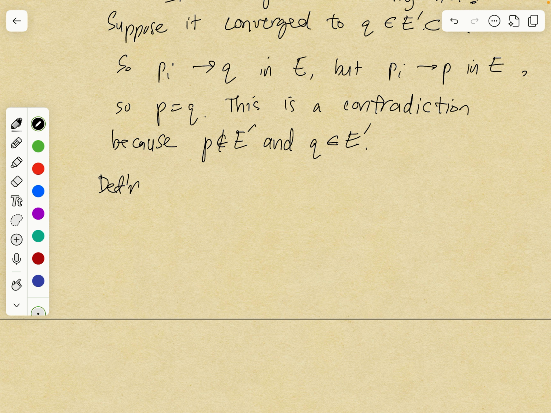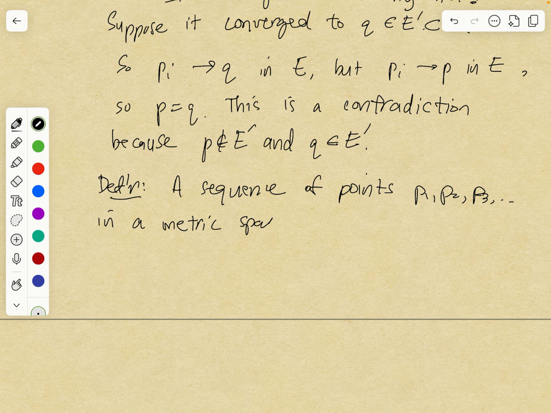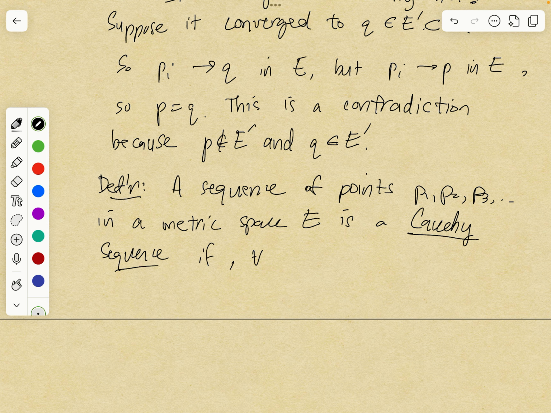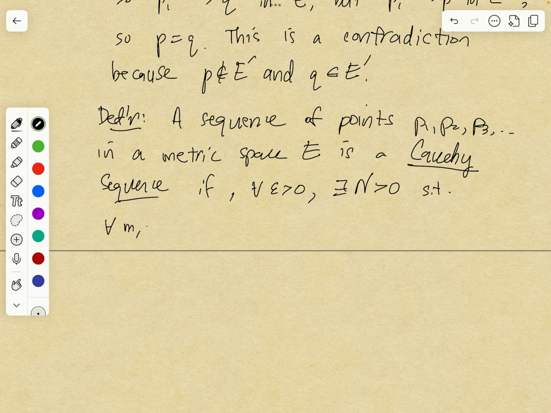So that leads us to the following definition. A sequence of points P1, P2, P3 in a metric space E is a Cauchy sequence if for all epsilon greater than 0, there exists some positive integer N such that for all little m and n greater than capital N, the distance between P sub m and P sub n is less than epsilon. So what this is saying is that given any possible distance epsilon, the points in the sequence eventually are all within epsilon of each other.